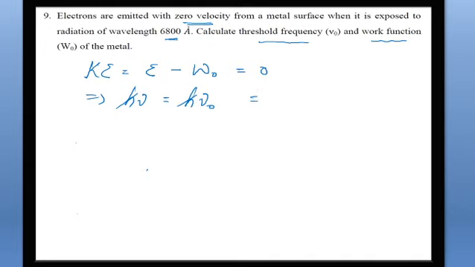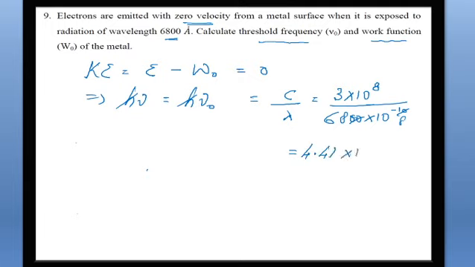And how do we calculate this? We have been given the wavelength, so frequency is what? c by lambda, right? So that is 3 into 10 to the power 8 upon 6800 angstrom into 10 to the power minus 10. So simply solve it. On solving you will get somewhere around 4.41 into 10 to the power 14 hertz.